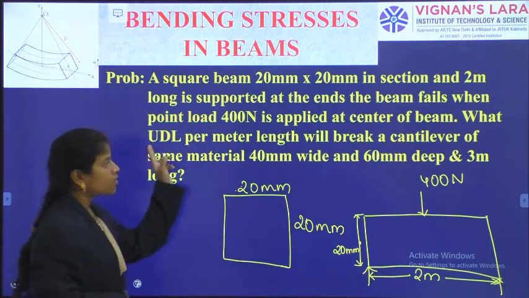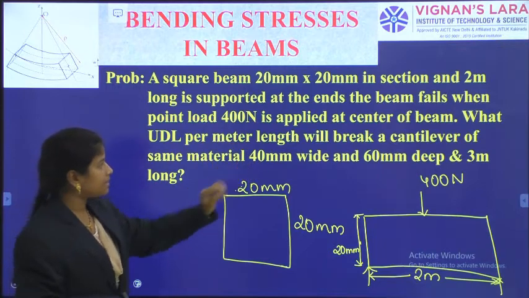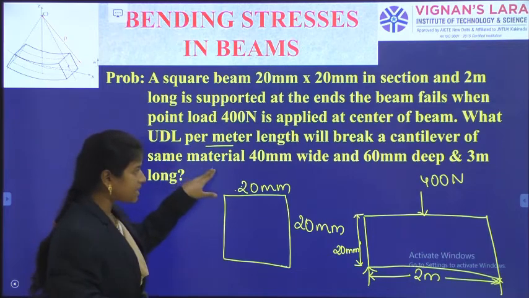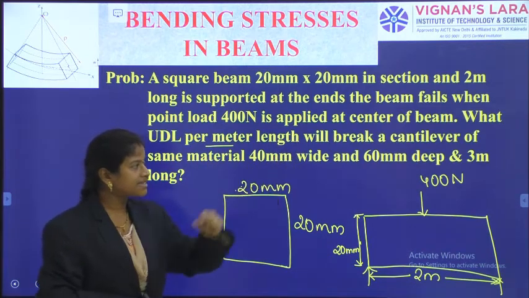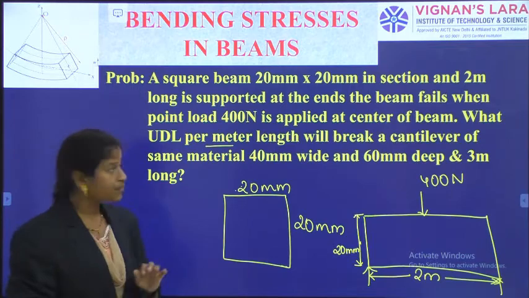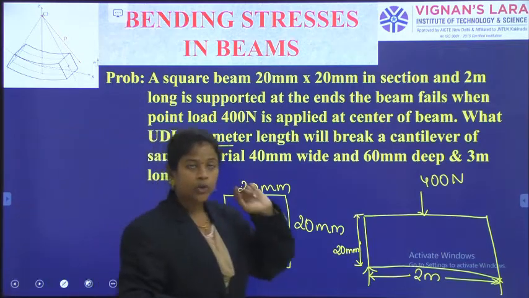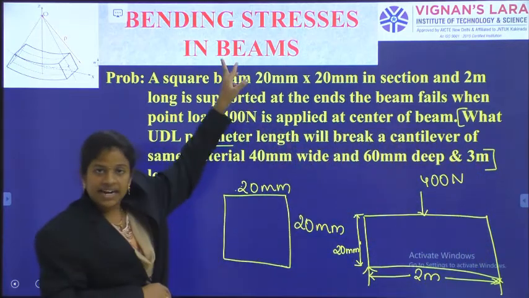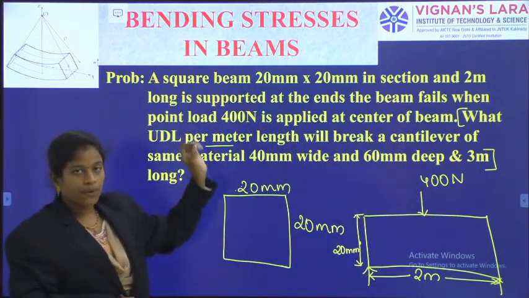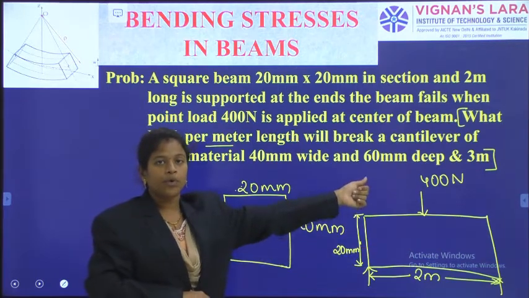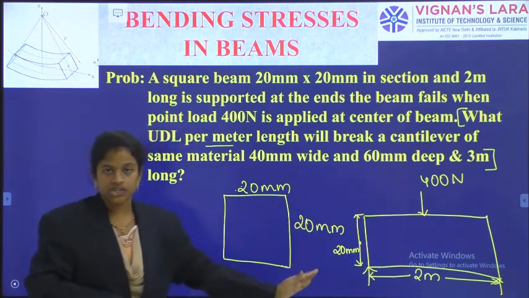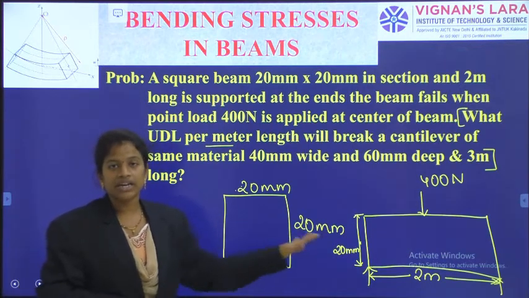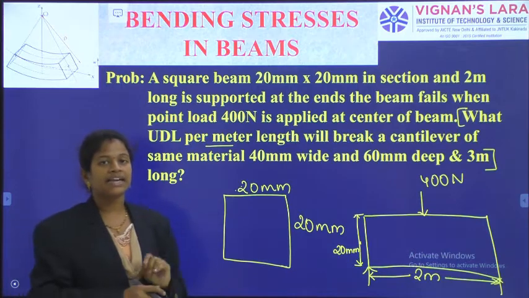Now, what UDL per meter length will break a cantilever of the same material, 40 mm wide and 60 mm deep and of length 3 meters? So, firstly, we are having two cases. We will separate the next case, and the first condition is a simply supported beam of length 2 meters being subjected to a point load of 400 newtons, and the cross section of the beam is a square which is 20 mm by 20 mm.